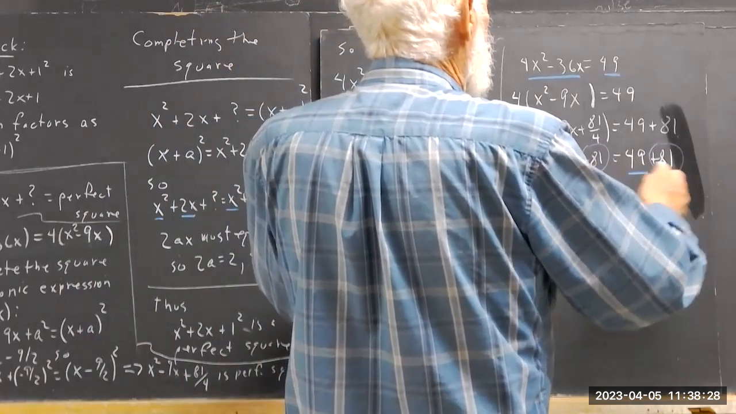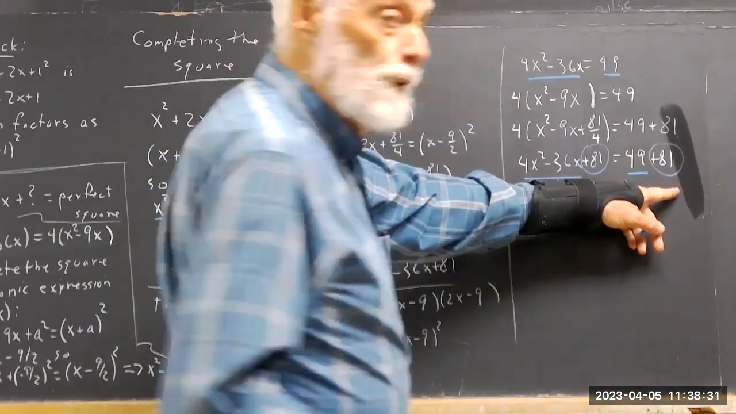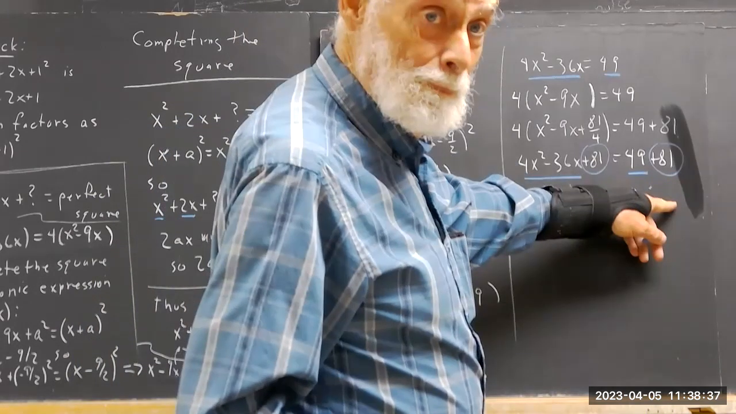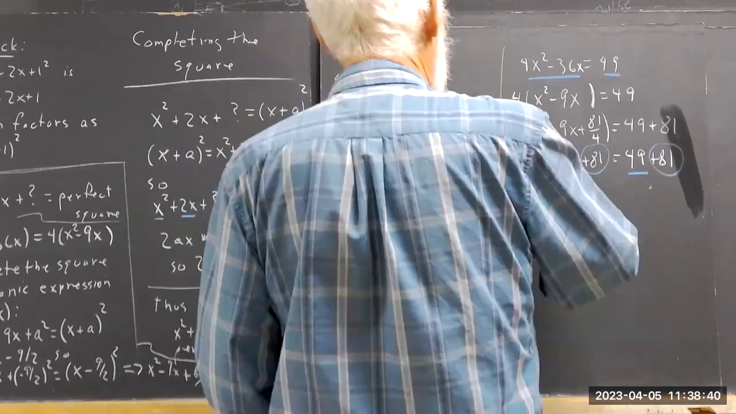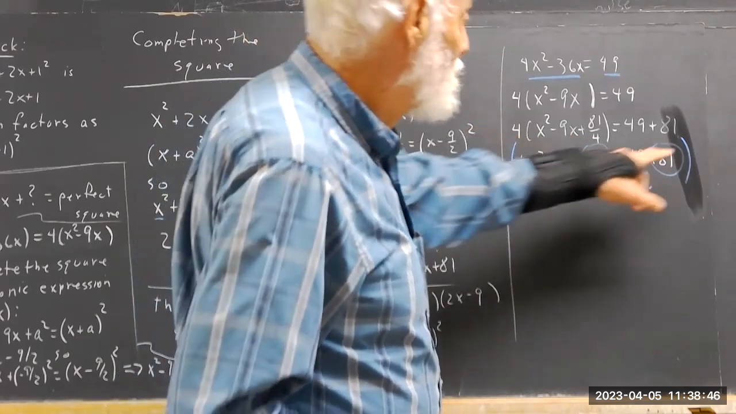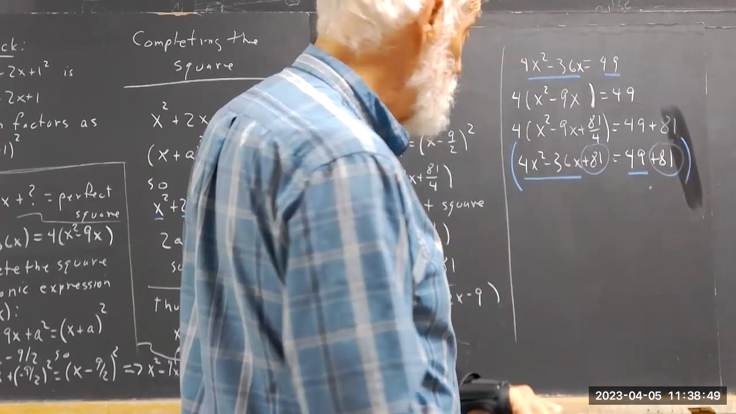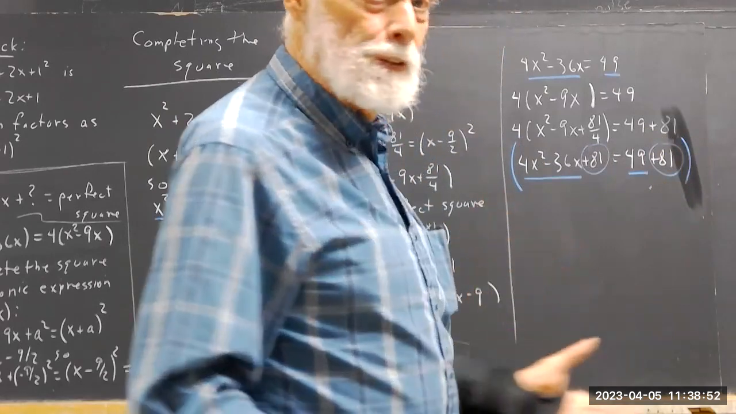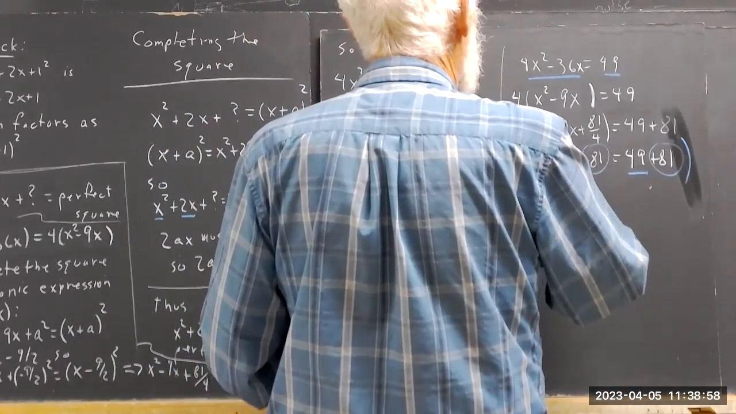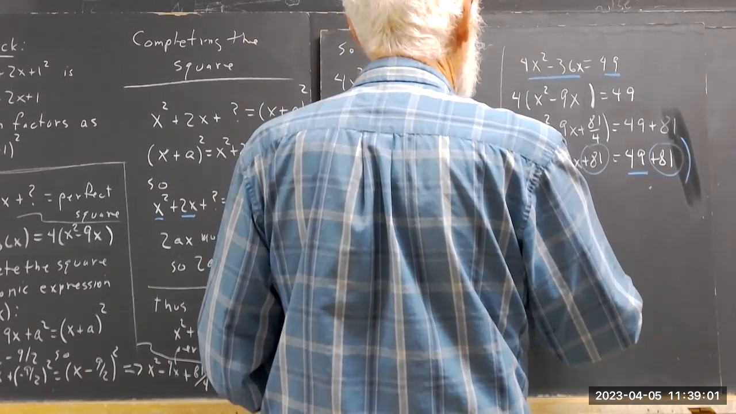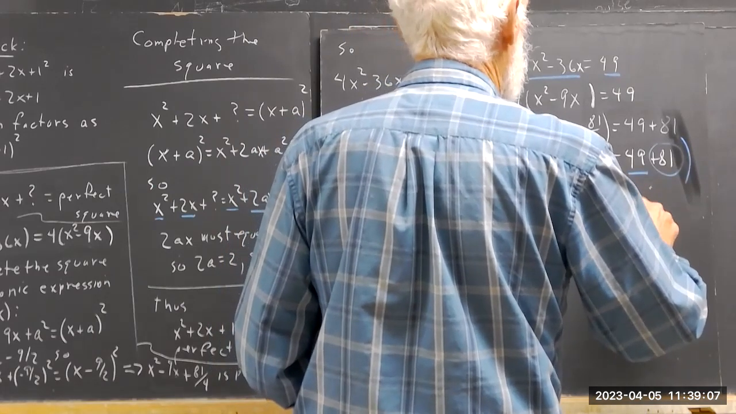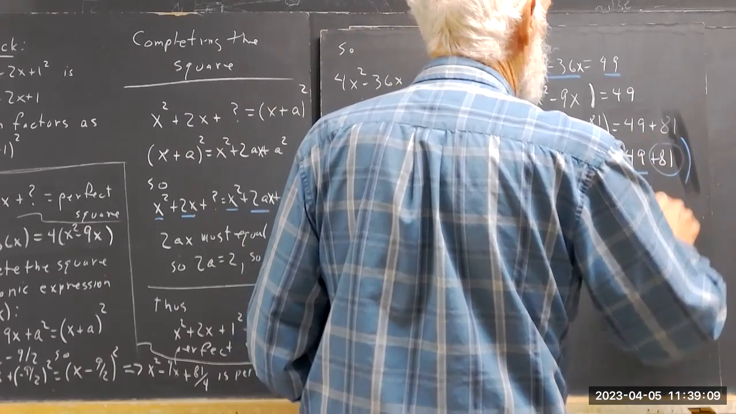Now, this is not a step that we would ordinarily do, but I wanted to write this out to emphasize why we have to multiply the 81 fourths by 4 to figure out what we add on this side. It would not be logically consistent if we didn't do that. So we skip down to here, and we write this as 4 times x minus 9 halves squared, where 49 and 81 makes 130.